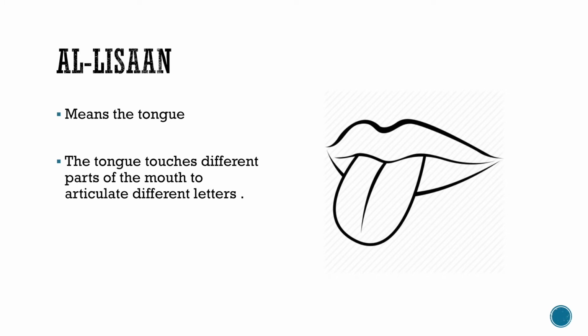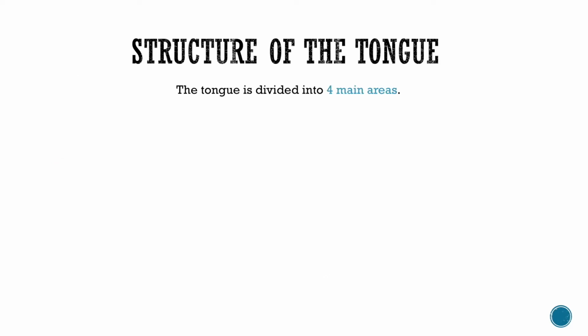So what does al-lisan mean? Al-lisan means the tongue. The tongue touches different parts of the mouth to articulate different letters. The tongue is divided into 4 main areas.